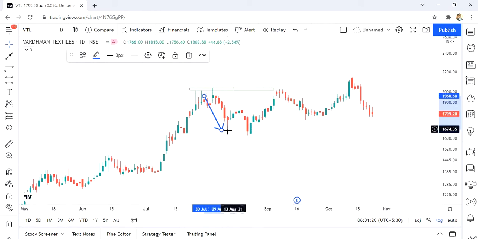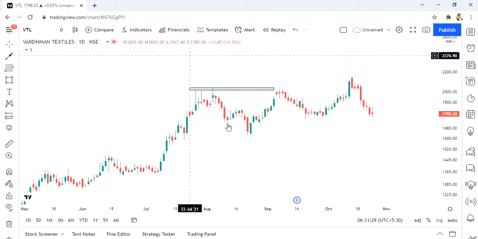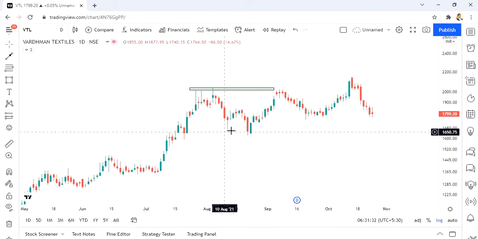Now, which one are you going to consider? Whether I'm going to consider this as my support level or this as my support level. Remember, this is not an exact price point, this is a market. There will be volatility in the market. You cannot say this will be the exact price point from where the price reverses. So this makes it my zone here.